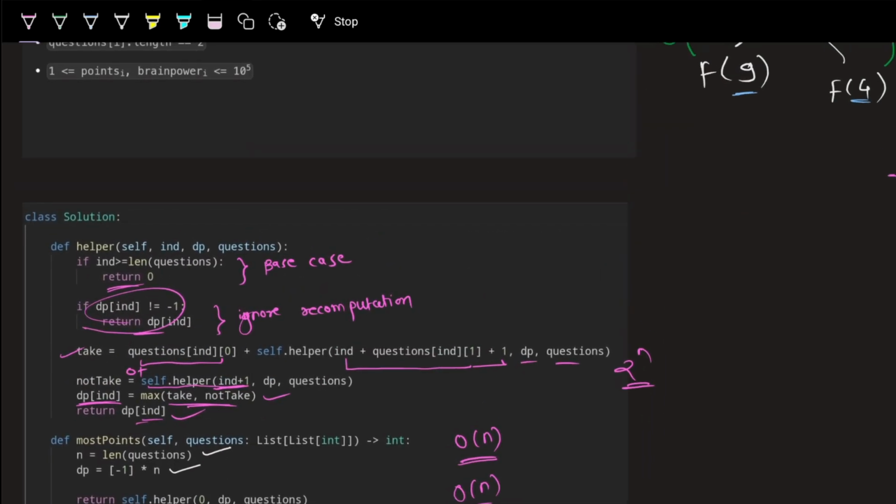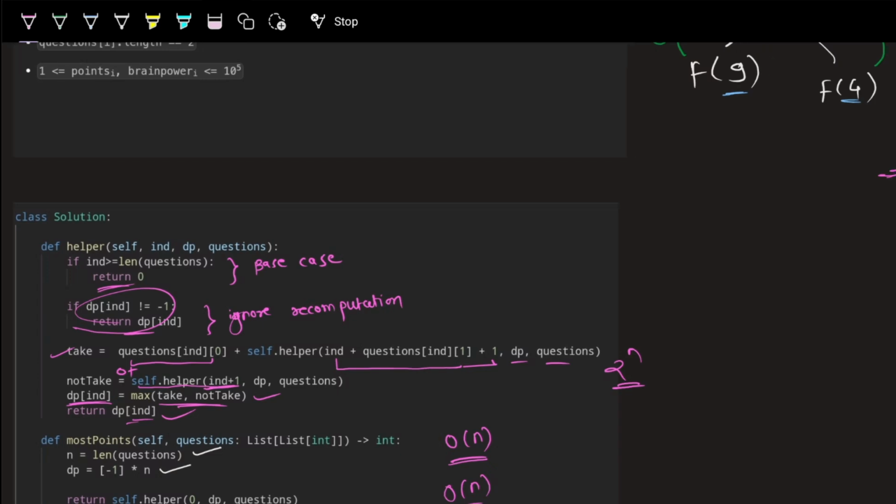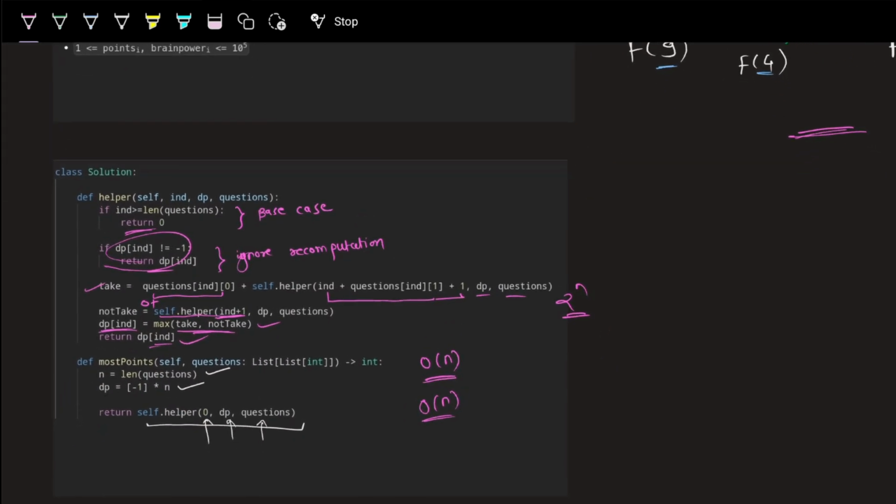If you don't know the take non-take pattern, first of all see that pattern, then you will be able to solve this problem easily. So I hope you got this problem.